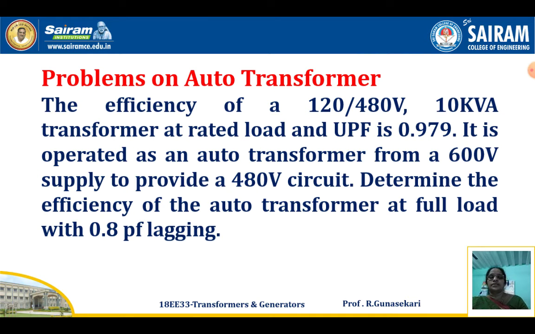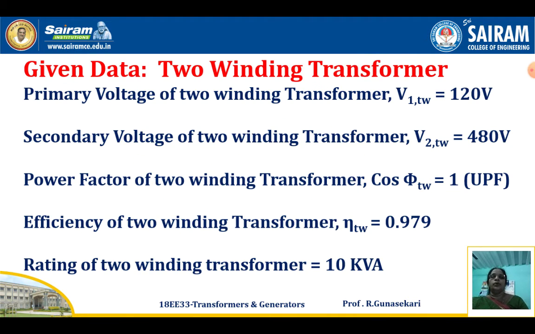First, clearly understand the problem. Then you can write the given data. First I am writing the given data for the two winding transformer. The primary voltage of the two winding transformer, V1 TW. For clarity I am putting TW; simply writing primary voltage of two winding transformer is sufficient, otherwise V1 is sufficient. That is equal to 120 volt. If the given data, required data, and formulas are clearly written, then only you can get full marks for the problem.